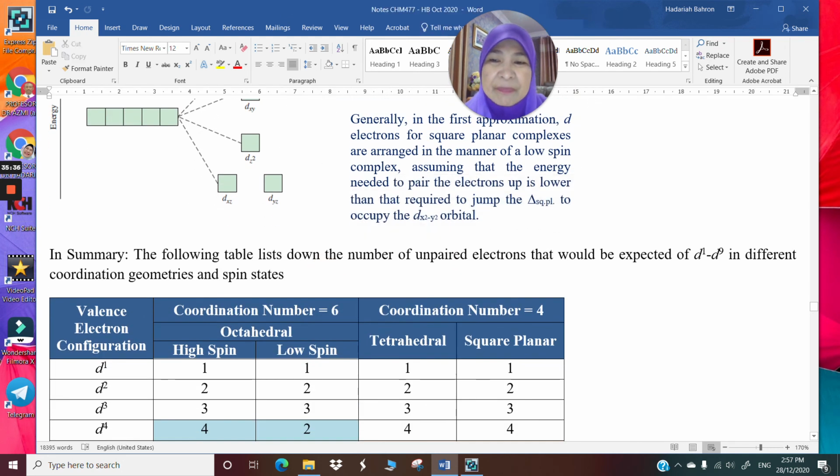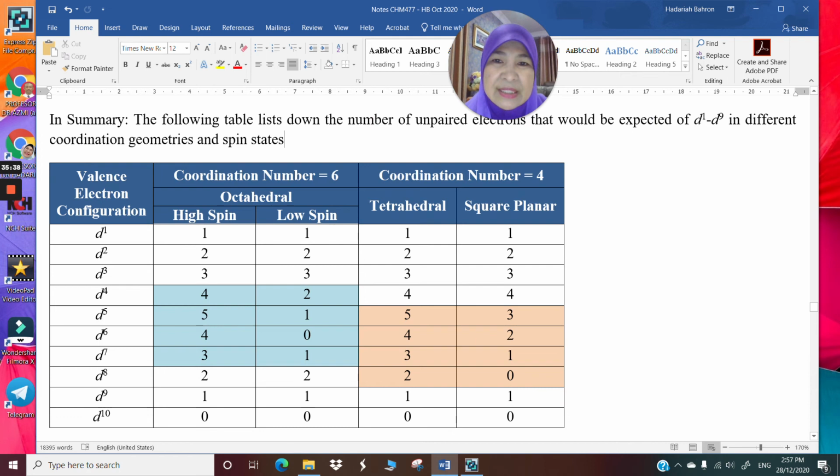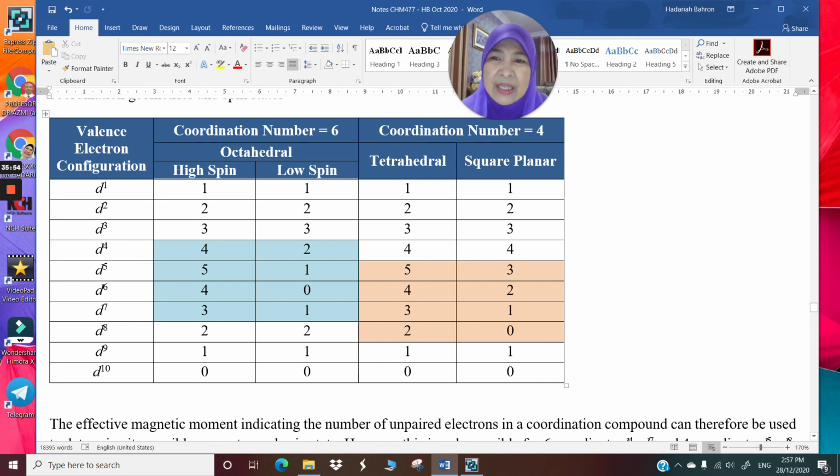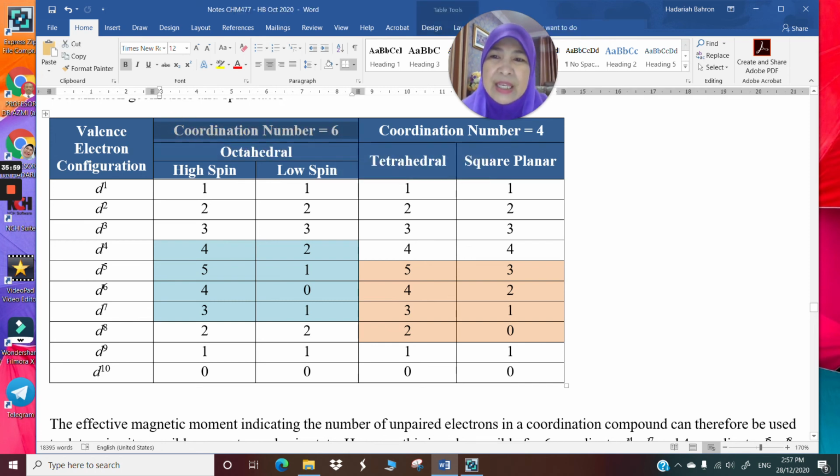So in summary, the following table lists the number of unpaired electrons that would be expected in a D1 to D9 situation in different coordination geometries and spin states. This is a summary for coordination number equal to 6. Obviously, it will be an octahedral arrangement. You're going to have either high spin or low spin. How many unpaired electrons?